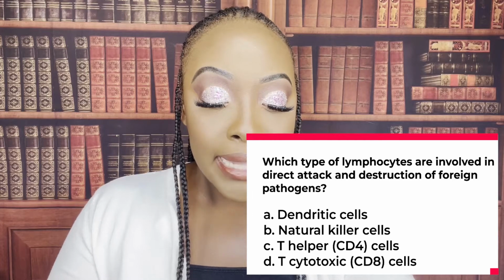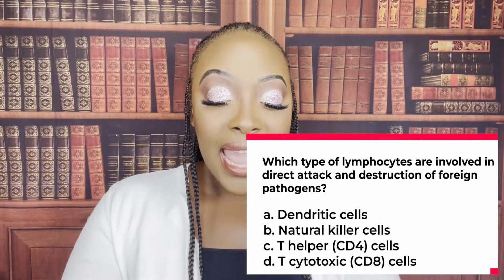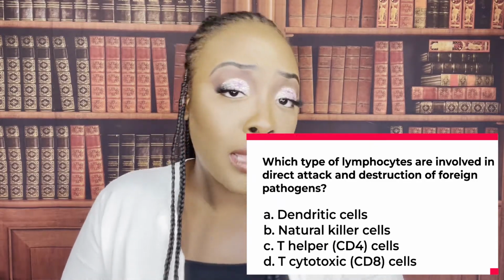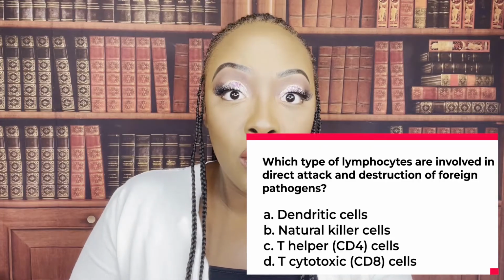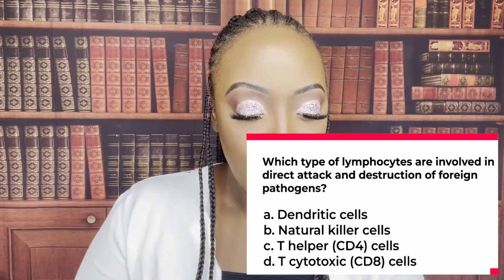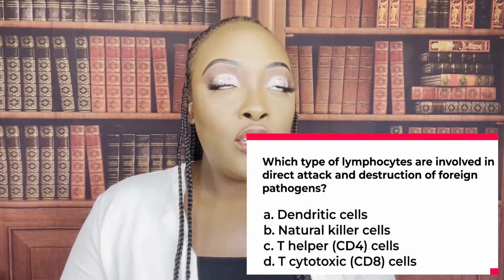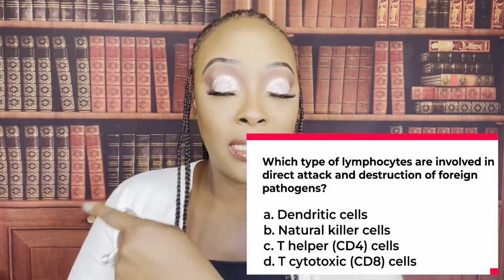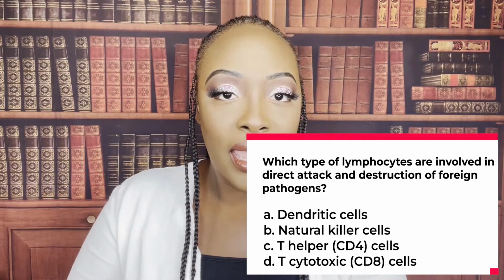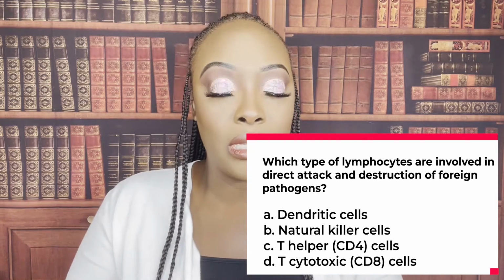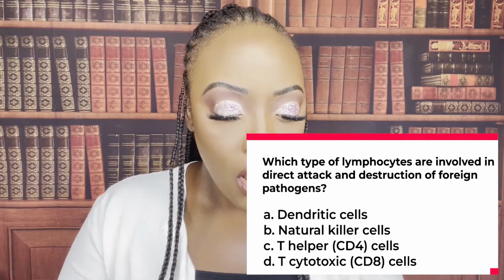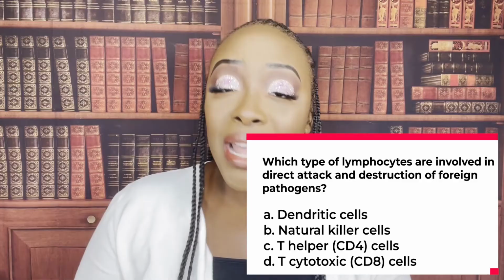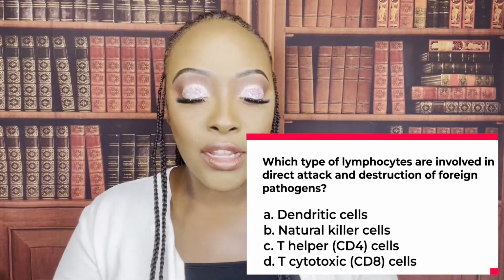D, the correct answer. T cytotoxic CD8 cells, they directly attack the antigens on the cell membrane. Directly, okay? And that's what the question's asking us for. Now let's look at our other answer choices. Choice A, dendritic cells. The dendritic cells capture the antigens, then bring them to the T cells. They don't directly attack the antigens. So it's not choice A. Choice B, natural killer cells. Again, guys, this is not a T cell, but it does help with immunity. We would not choose that answer.